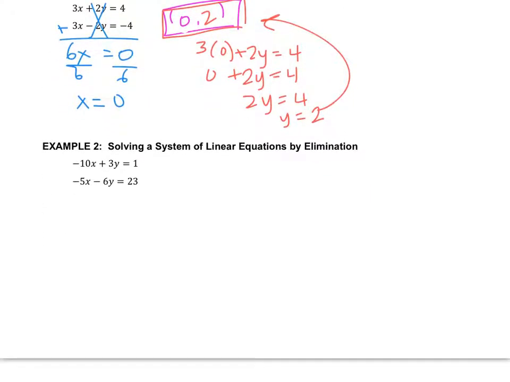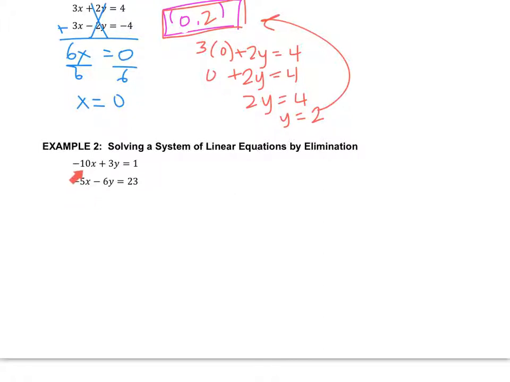If you look at your coefficients, we've got a negative 10 and a negative 5, and those are obviously not opposites. Then you have a 3 and a negative 6, and those are also not opposites. So this would be an example of where we have to do step 1, which is multiply by something to make them opposites.